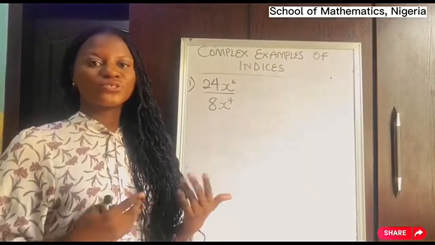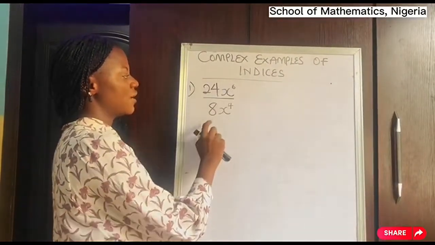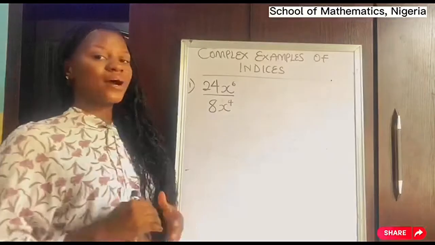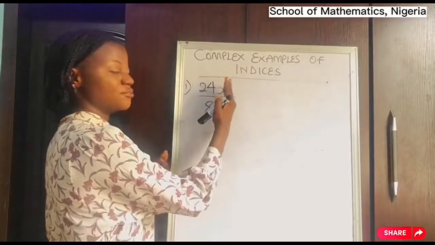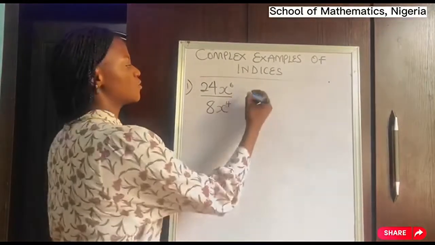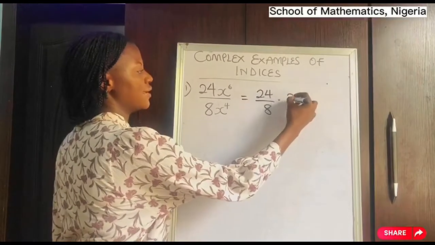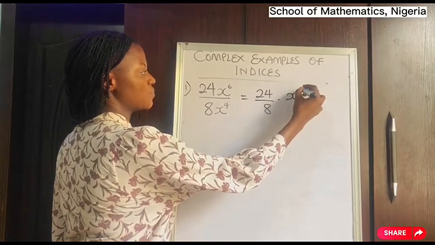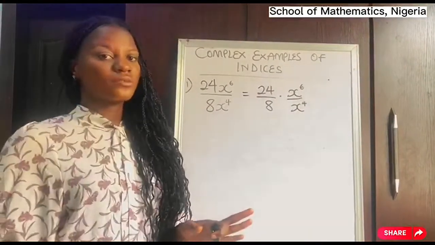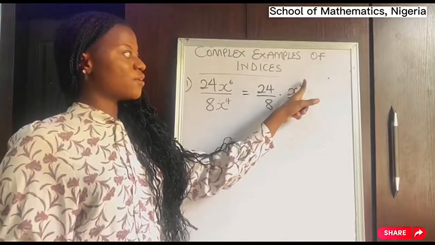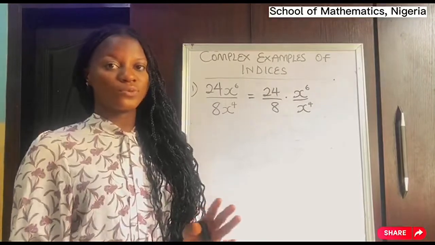Here we have another question, so let's try to solve it together. So here we have 24x raised to the power of 6 over 8x raised to the power of 4. We're asked to divide them. So now we're going to treat these ones as though they are different from these ones. So we have 24 divided by 8, right? Times x raised to the power of 6 divided by x raised to the power of 4. It's still the same thing, okay? It's still 24x raised to the power of 6 and 8x raised to the power of 4. But I want you to see how to break it down so you don't get confused.